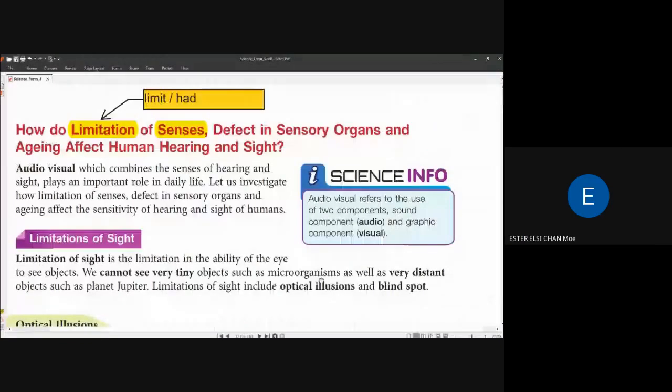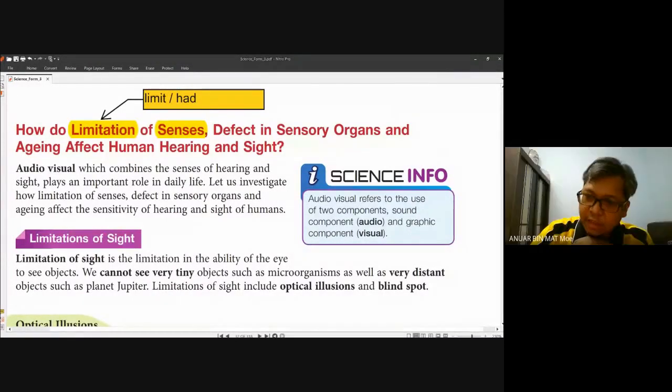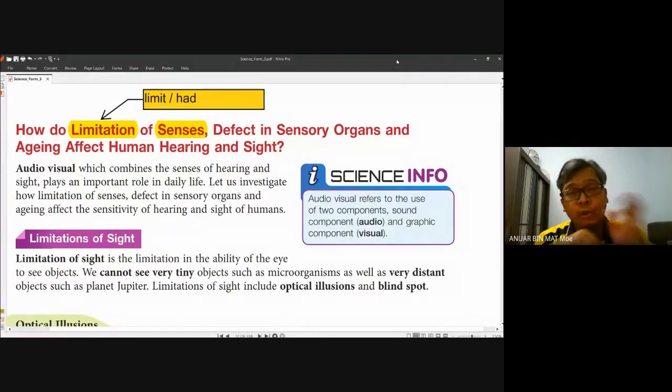Cannot see the darkness. Yes. Cannot see the what? Too bright. Yes, of course. Very good. It is correct. We cannot see something that is too bright. And also, we cannot see in the dark. That is our limitation. The human eye limitation is about that.